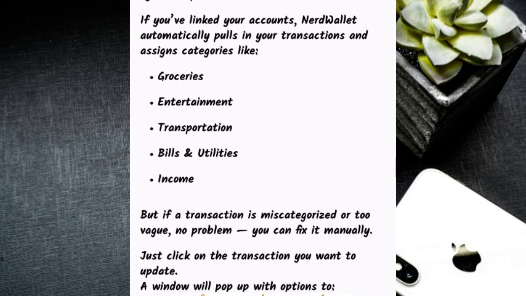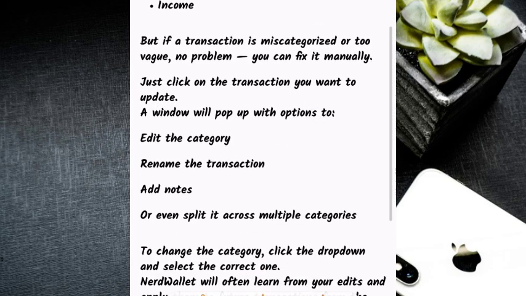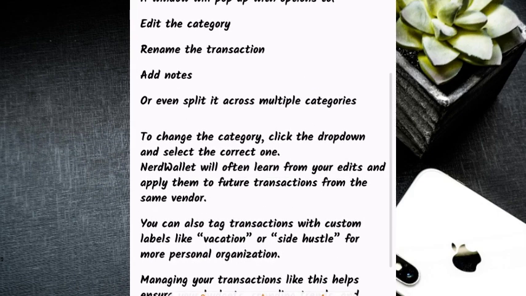Just click on the transaction that you want to update. A window will pop up with options to edit the category as well as rename the transaction, and you can also choose to add notes, or you could even split it across multiple categories. To change the category, click the drop down and select the correct one.